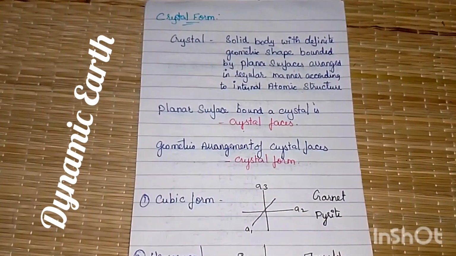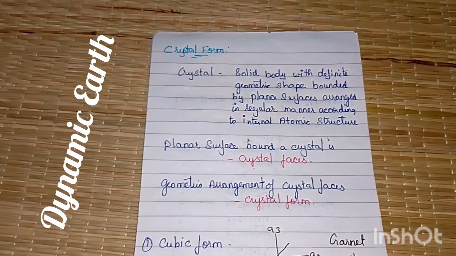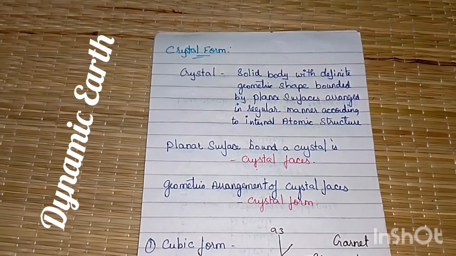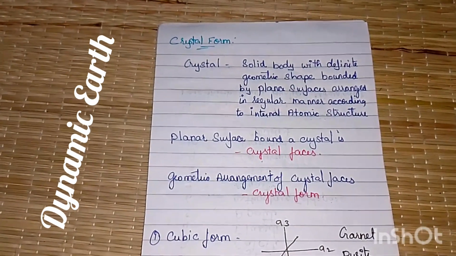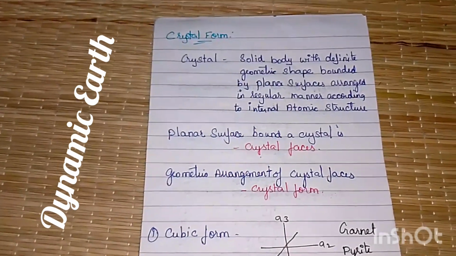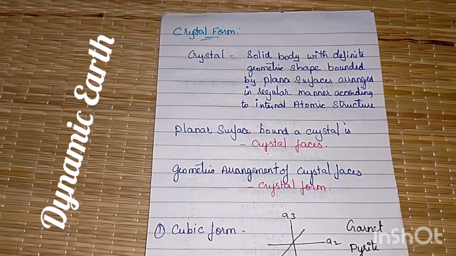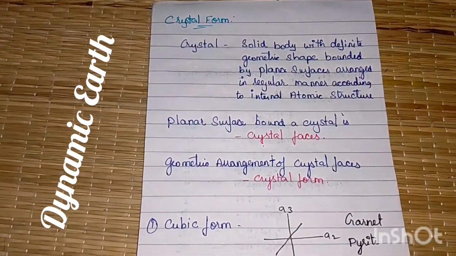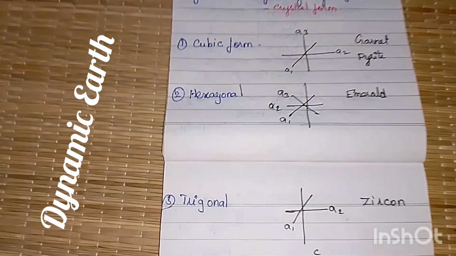So next physical characteristic is crystal form. We all know that a crystal is a solid body which has a definite geometric shape bounded by planar surfaces arranged in a regular manner according to the internal atomic structure. And there are two things you need to know about crystal form. One is crystal faces, the planar surfaces bounded by a crystal, and the geometric arrangement of those crystal faces is called crystal form. So there are 6 crystal forms that you can see.